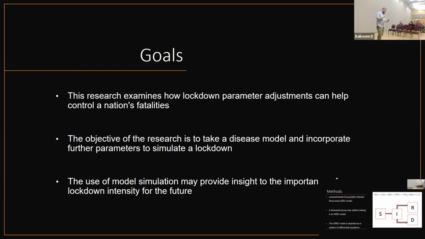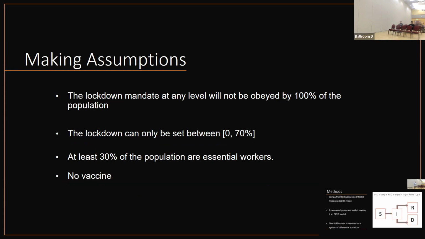So for the methods to model the spread of COVID-19, I'm using what's called a compartmental susceptible-infected-recovered model, generally referred to as an SIR model. A deceased group was added, making it an SIRD model. And we can see the flow of the model here. As individuals move from susceptible to infected, they can only move into either the recovered or the deceased group. The SIRD model is depicted as a system of differential equations.